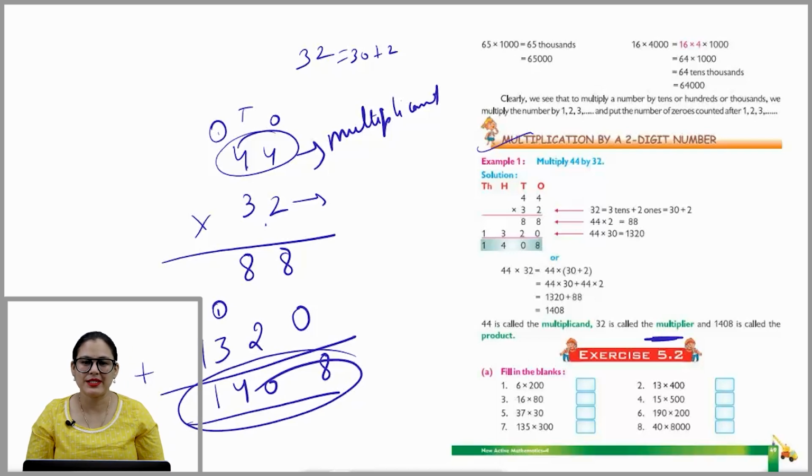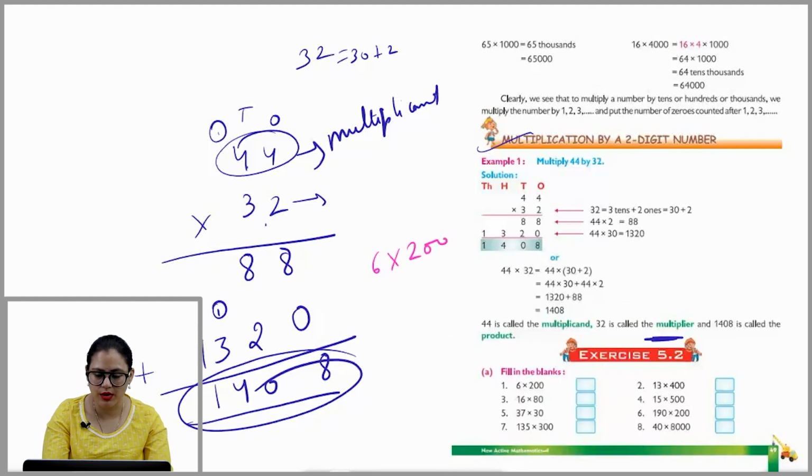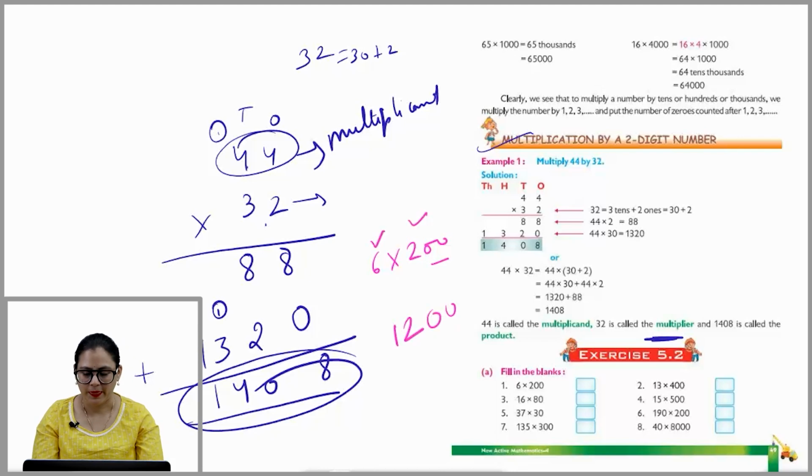Okay, let's do exercise 5.2. Fill in the blanks. 6 into 200. There are 2 zeros. You will put 2 zeros, then you will multiply 6 into 2, so it is 1200.